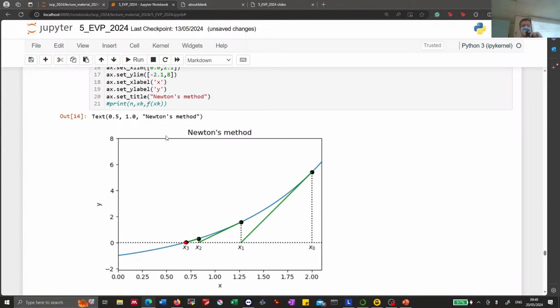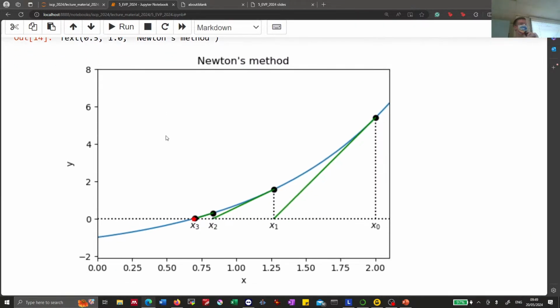So what do we see? We see the blue curve plotted. That is our function, e to the power of x, shifted down by one unit. Then we see our first choice of x0 at 2. We see a dotted line, and this is where we evaluate the function and its derivative. We have the linearization, so we approximate this function as y equals mx plus n.